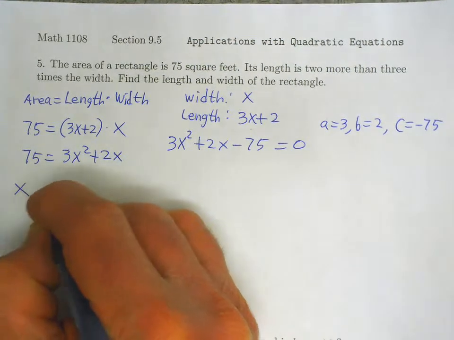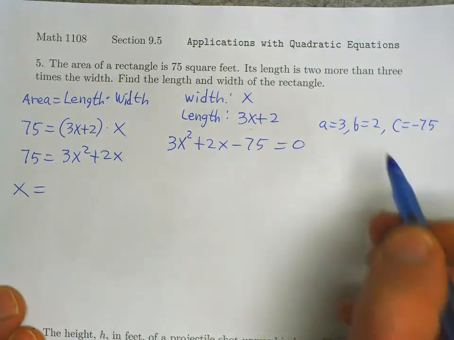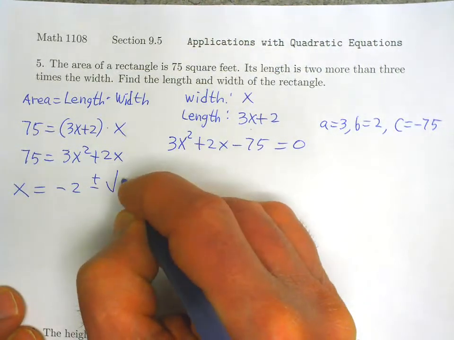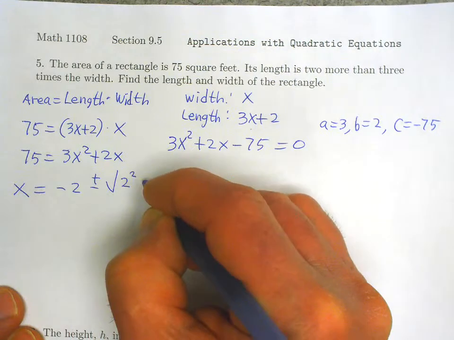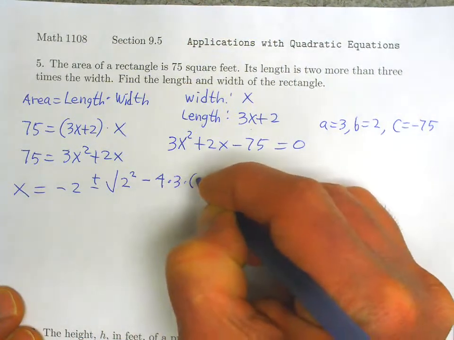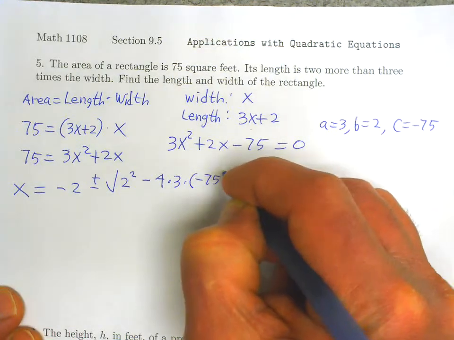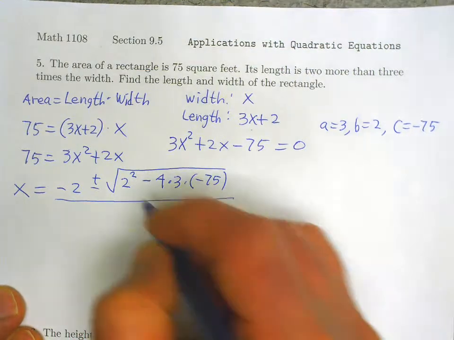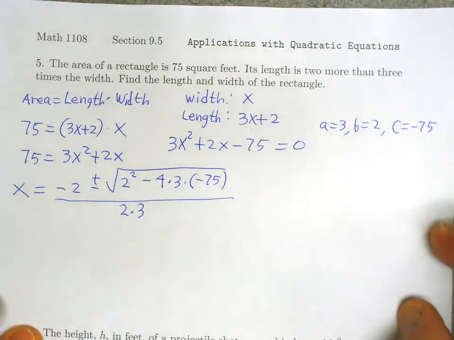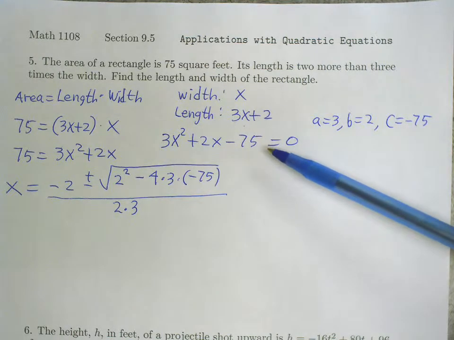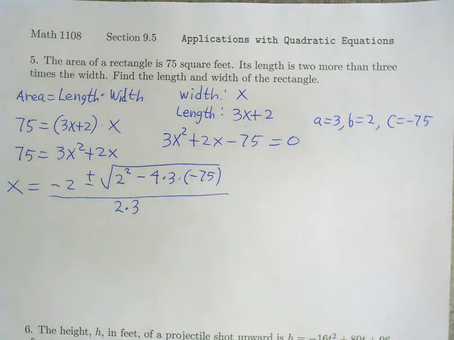Okay, so now x equals negative 2 plus and minus the square root of 2 to the second minus 4 times 3 times negative 75, all divided by 2 times 3. Okay, I realize that this trinomial is not factorable with integer coefficients.